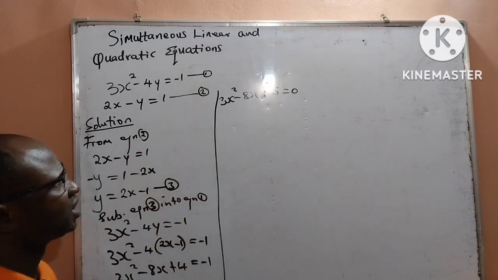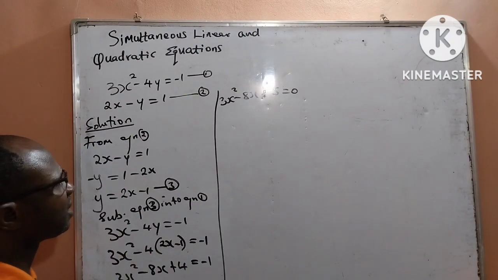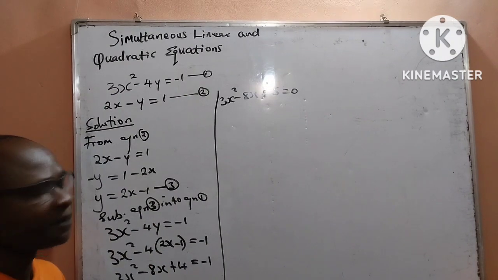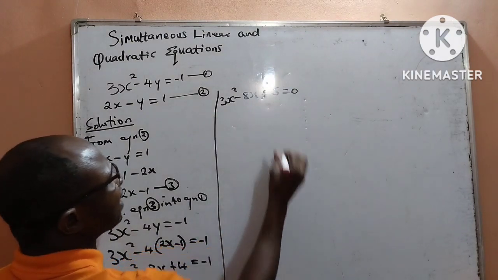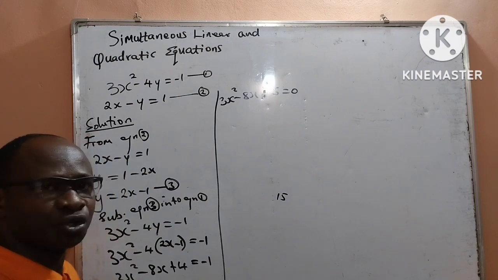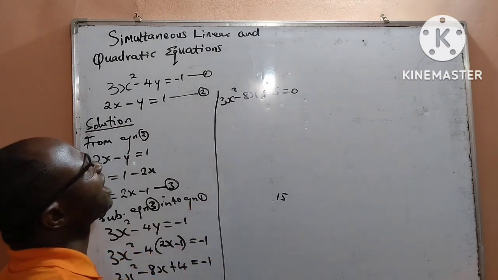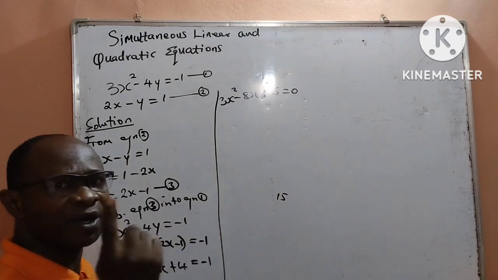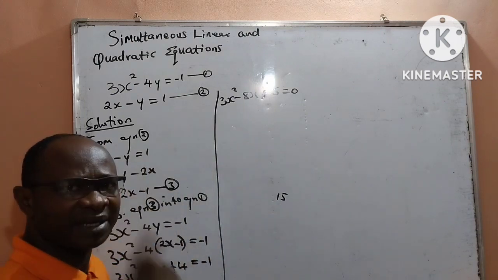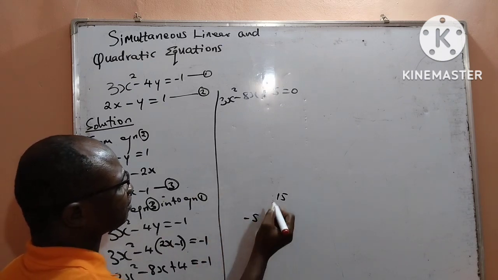So looking at this, you see this is now a quadratic equation, and we have methods of solving quadratic equations, but this time around let us try to go for the factorization method. Therefore, if I multiply 3 and 5, I will get 15. I want two numbers I can multiply to get positive 15, and when I add them, I get minus 8. Let us try minus 5 and minus 3.